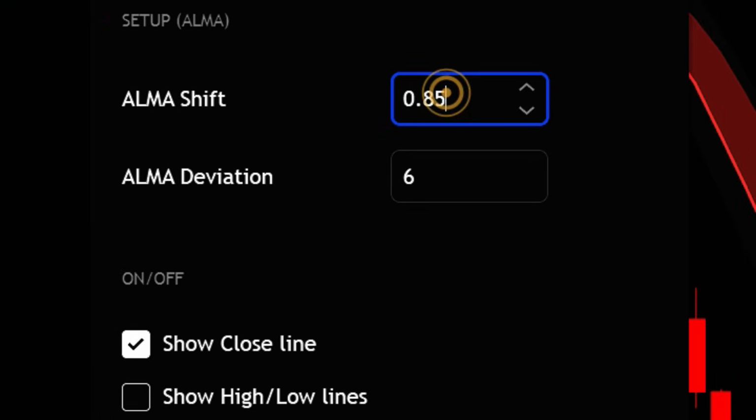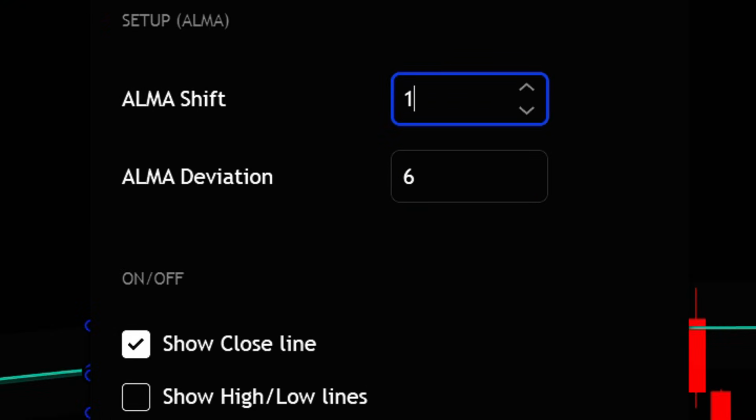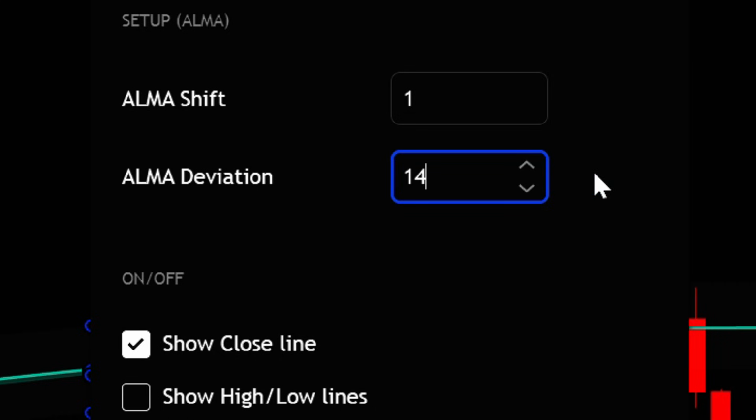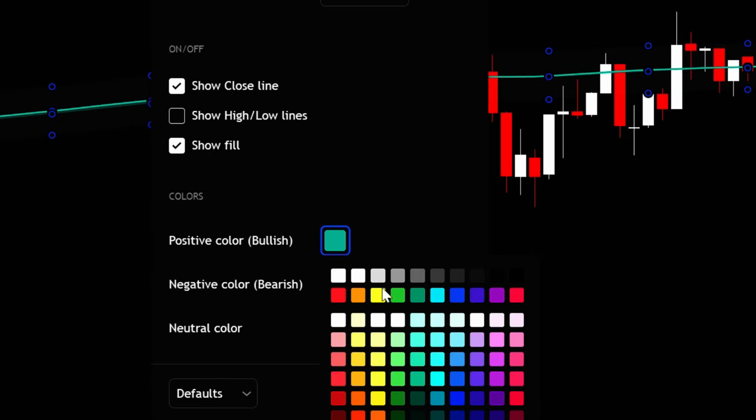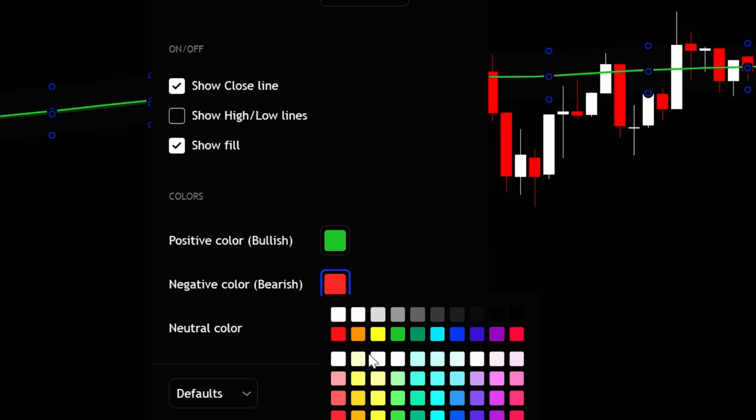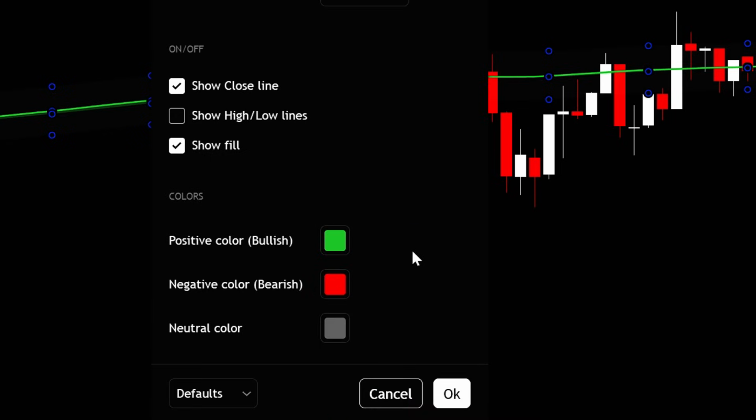Now the Alma shift, set it to 1. And Alma deviation should be set to 14. Then set the ribbon colors to green, red, and white respectively. Simple, easy to read, no confusion.